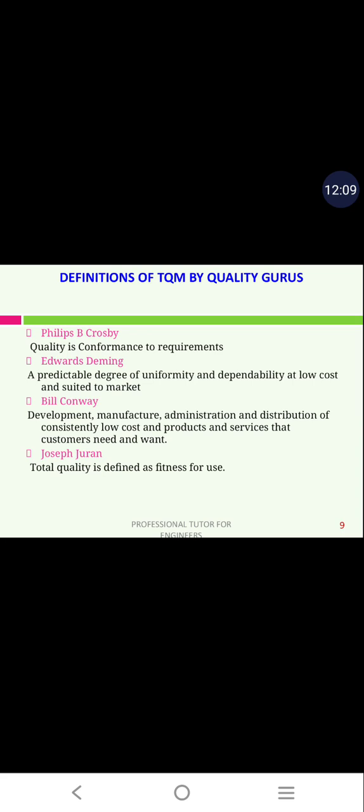Here, if you see, four people have given definitions related to TQM. The first one is Phillip B. Crosby, the second one is Edwards Deming, the third one is Bill Conway, and the fourth one is Joseph Juran.